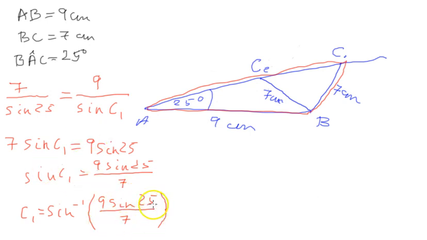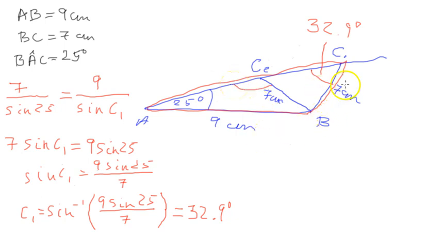Of course, when you enter this into your calculator like this, be careful and make sure that your calculator is in degree mode. If you do this calculation, you will get 32.9 degrees for C1. So from that we figured out that this angle here is 32.9 degrees.